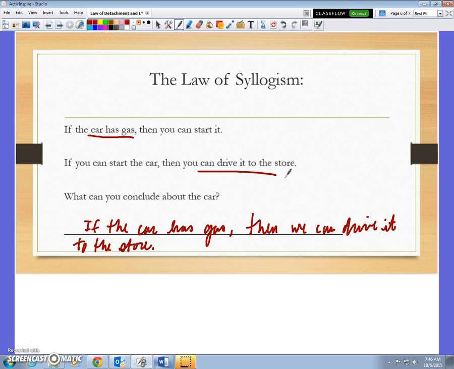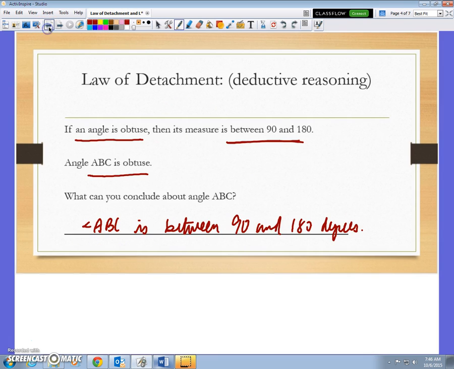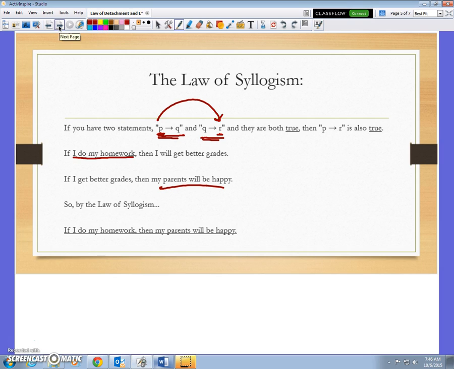So that's it for today: the law of detachment and the law of syllogism. The law of detachment is deductive reasoning. The law of syllogism is more inductive reasoning. And that's it for today.